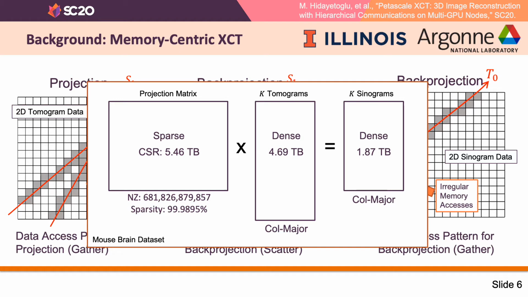These matrices have terabyte-scale memory footprint for large problems, and therefore it takes a supercomputer to solve them. As an example, these numbers are taken from the mouse brain dataset in our paper.